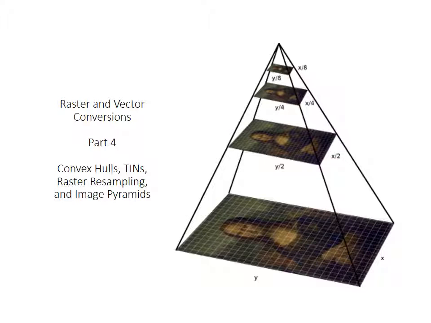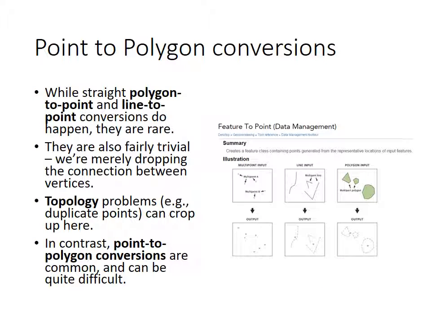In this lecture we're going to be talking about convex hulls, TINs, raster resampling, and image pyramids, among a few other things. These generally fall within the major topic of point-to-polygon conversions. So far we've talked mostly about point-to-raster conversions, but there are many cases where you might be interested in doing a point-to-polygon conversion. One of those we actually talked about in the last lecture, so that's the construction of Voronoi or Thiessen polygons. But we're going to be looking at a couple of different examples of this in this lecture.